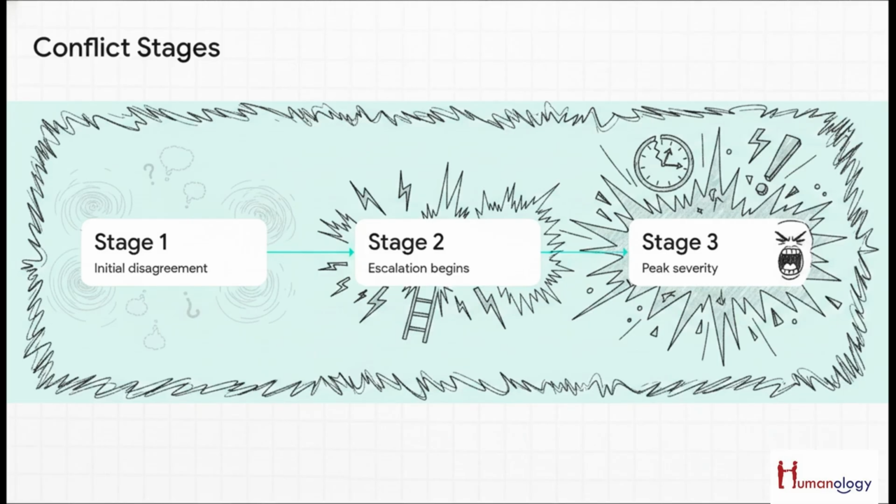Let's make this concrete. At stage 1, an initial disagreement, your primary rule of engagement might simply be listen without interrupting. You just let them vent and validate their frustration. But as we hit stage 3, peak severity, the rule shifts entirely. The tactic of just letting them vent won't work anymore. Now the rule is set clear professional boundaries and offer immediate finite solutions. The tools you pull out of your toolbox have to precisely match the stage of the escalation.